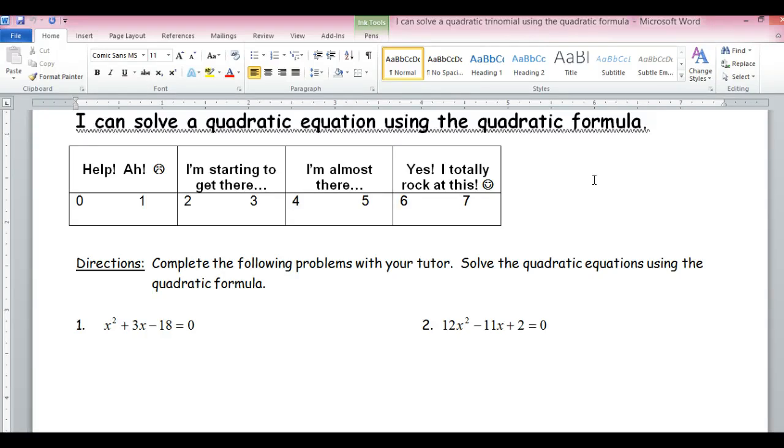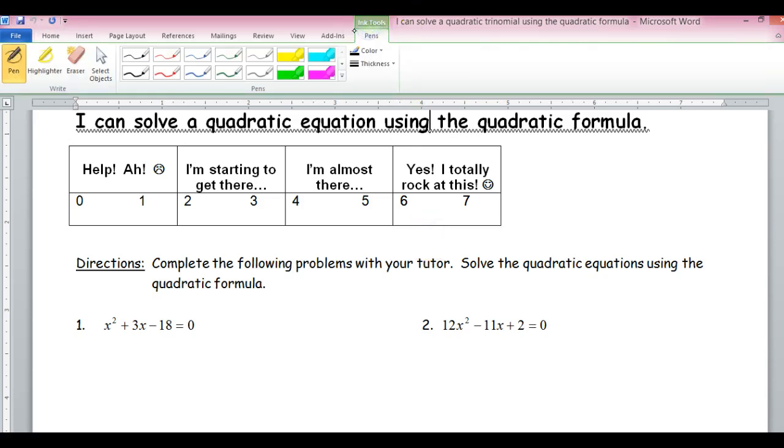Hello algebra students, welcome back to Algebra 1, and today's lesson is on solving quadratic equations using the quadratic formula. There are two parts about the quadratic formula that are important to know. One is that there's something in the quadratic formula called the discriminant, and that is the expression b squared minus 4ac.